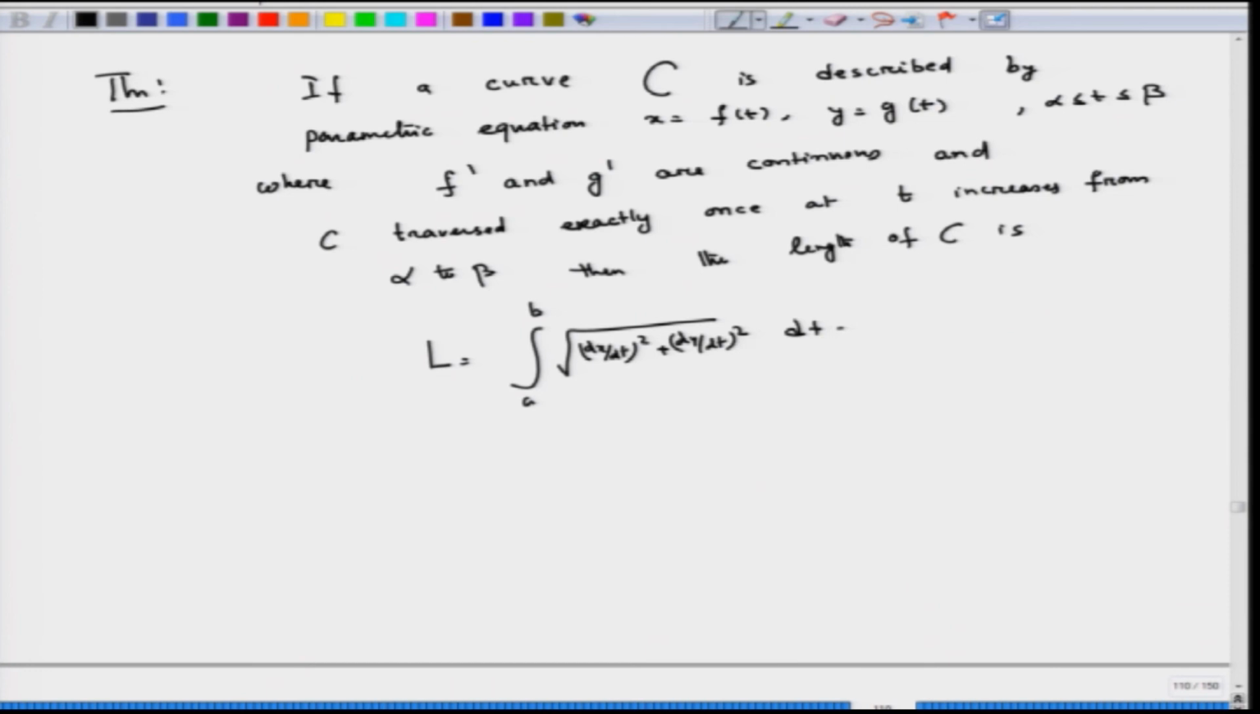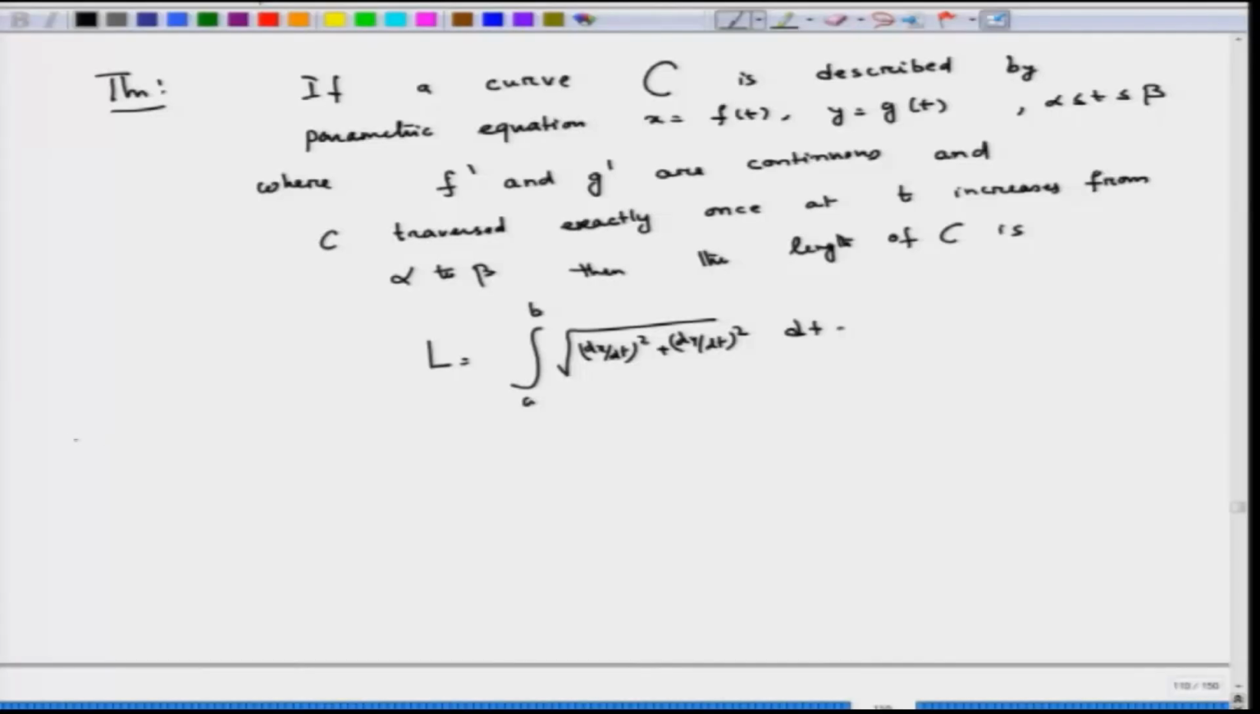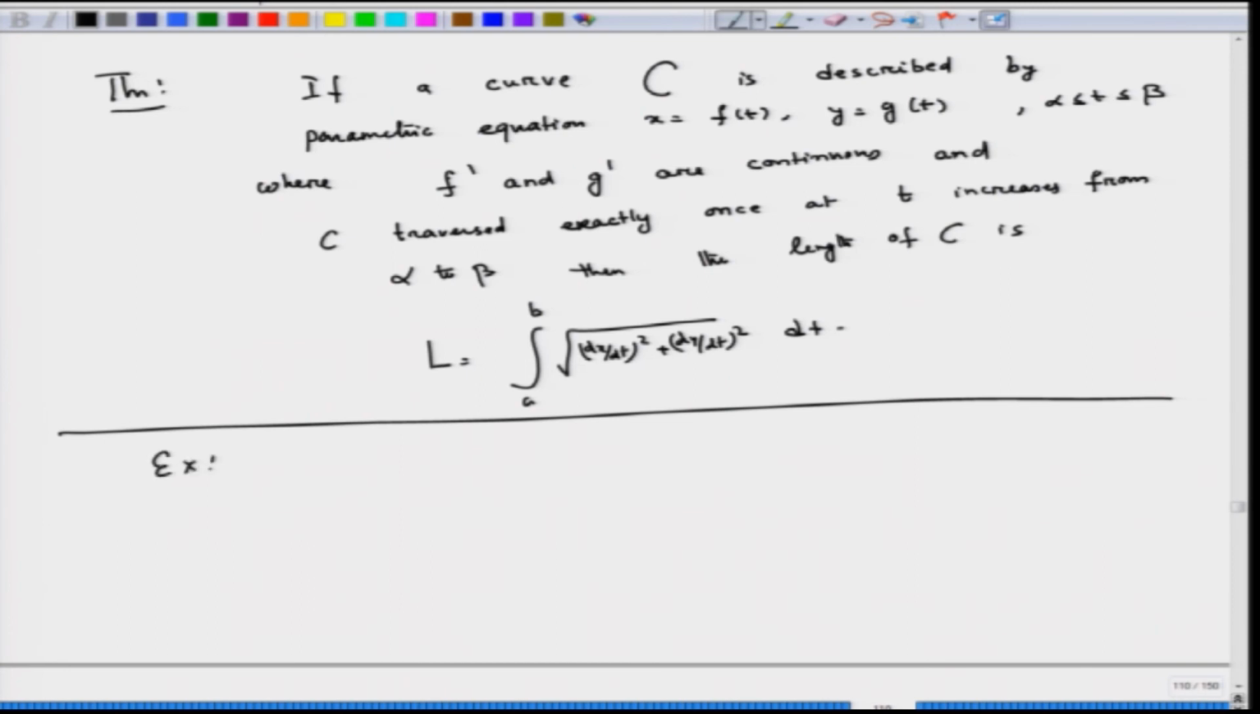Okay. So, this is irrespective of whether y equal to capital F of x, we are able to eliminate t or not. This is the statement. So, let us do some concrete examples.